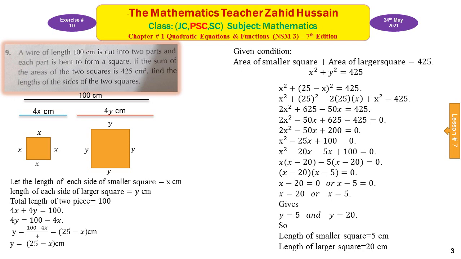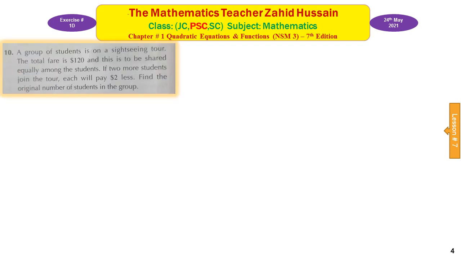Look at this question, and then we will move to question number 10. Question 10: a group of students is on a sightseeing tour. The total fare is $120, and this is to be shared equally among the students. If two more students join the tour, each will pay $20 less. Find the original number of students in the group. This is a one statement question.